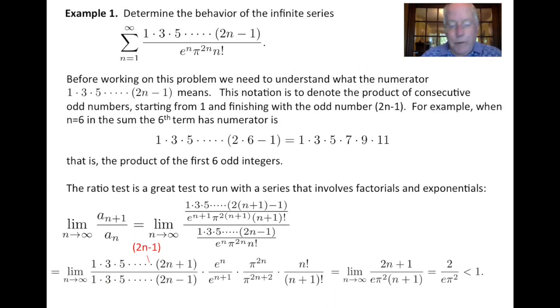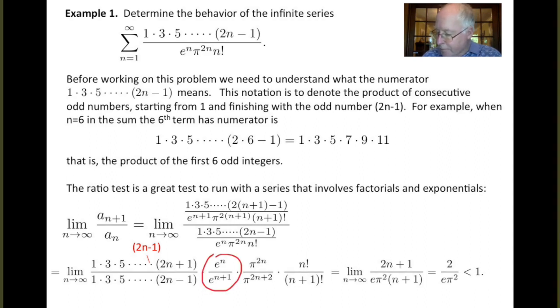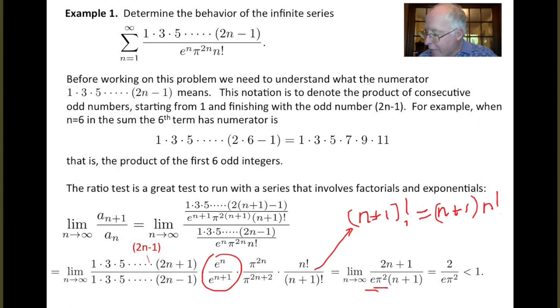And what happens there, it's not hard to see that when we make the division e to the n over e to the n plus 1, we just get e. Pi to the 2n over pi to the 2n plus 2 leaves a pi squared in the denominator down here. And n factorial over n plus 1 factorial. Remember, n plus 1 factorial is equal to n plus 1 times n factorial. And so in that sense, the n factorials cancel, very much like what happened in this initial fraction up here.